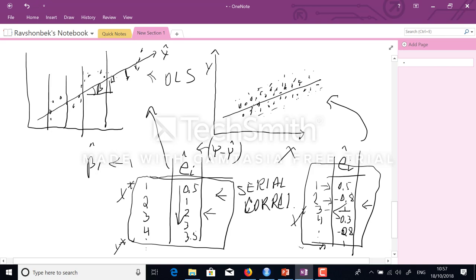Because here, there's randomness. All this is random, as in here. And this is not random, you see? In some observations, we have positive errors. In some, negative. And within this region, everything is negative. Within this region, everything is positive. So you should have some variation, negative and positive. Yeah? If this is clear, we need to move on.